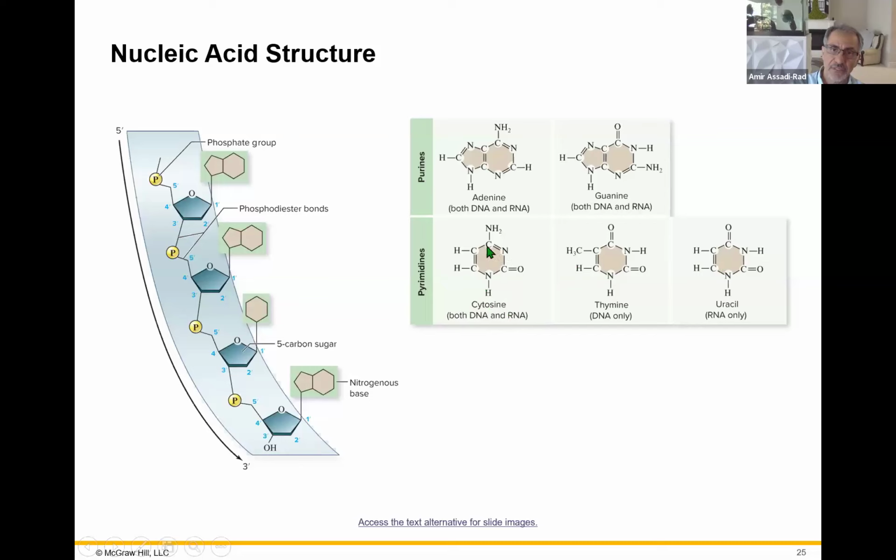Okay? And cytosine, do not mix it up with, we have an amino acid, cysteine. Do not mix it up with cytosine. So cytosine, thiamine, and uracil, and the good thing about your textbook, they said where they are found.